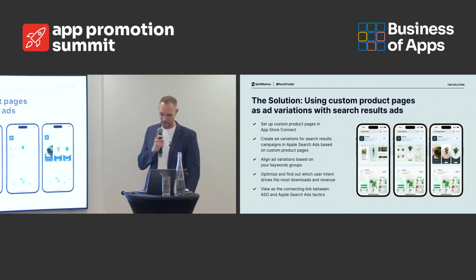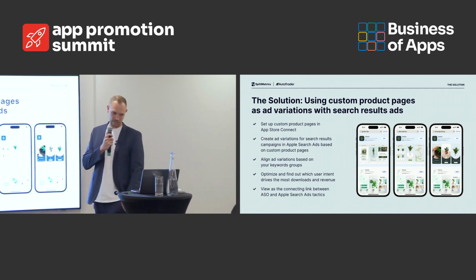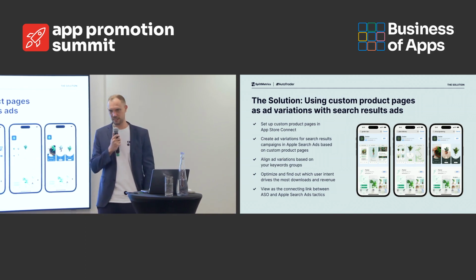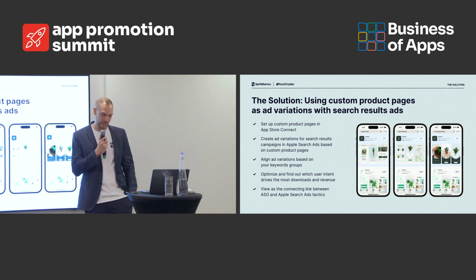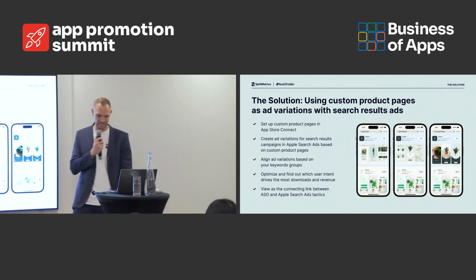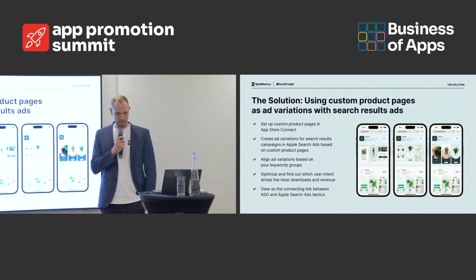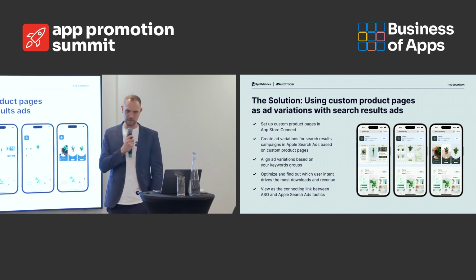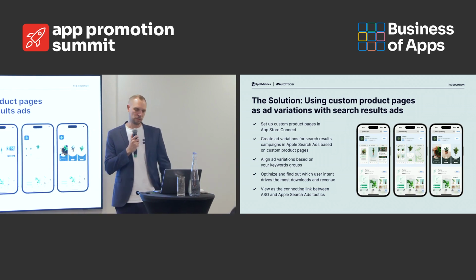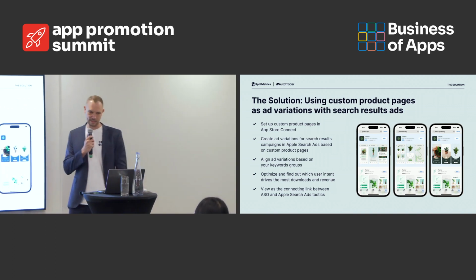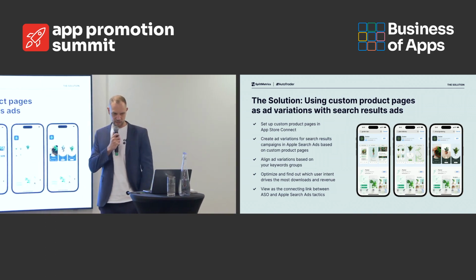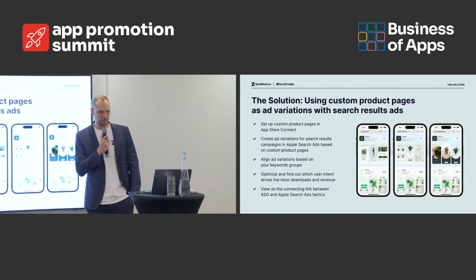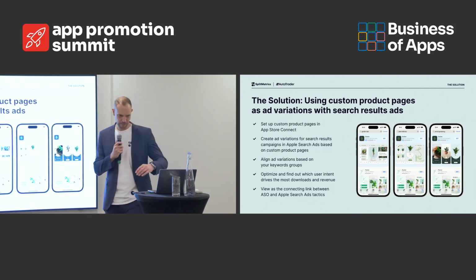You can align your ad variations based on your keyword groups. This means you can really cluster keywords for specific use cases, and then show the specific custom product pages exactly for those use cases. It will help you to optimize and find out which user intent drives you the most downloads as well as the most revenue. Once again, because you can analyze the different clusters, you can see it as the connecting link between App Store optimization and Apple Search Ads tactics.